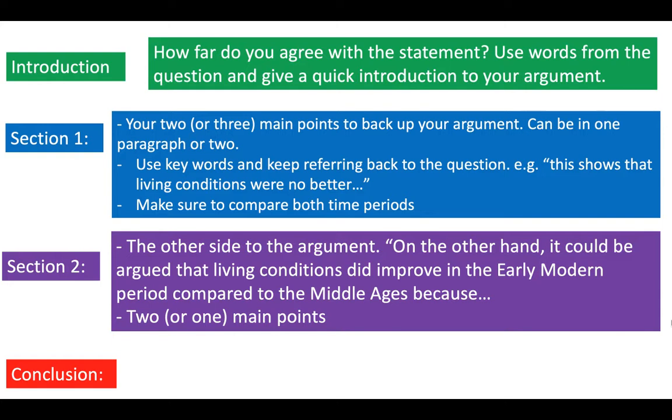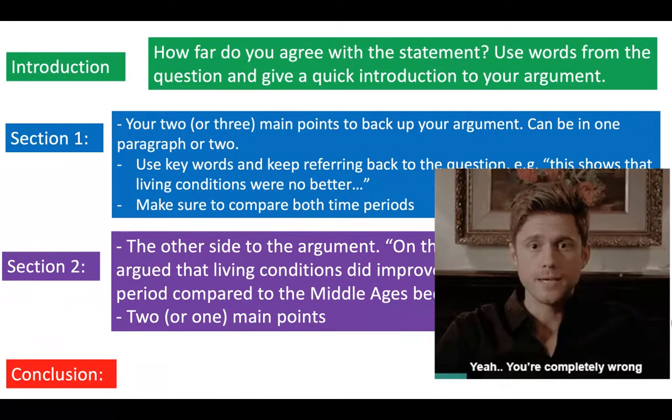We could start off like this, for example. On the other hand, it could be argued that living conditions did improve in the early modern period compared to the Middle Ages because... And then we're going to give 2 or maybe 1 main points that the other side would say. Now, to pick up those top marks, to really push up high, we're going to have to try and say why they're wrong. Okay, so you can try and expose those arguments.